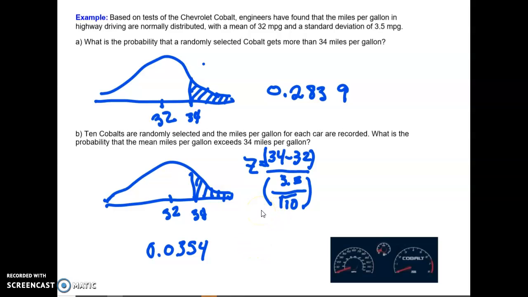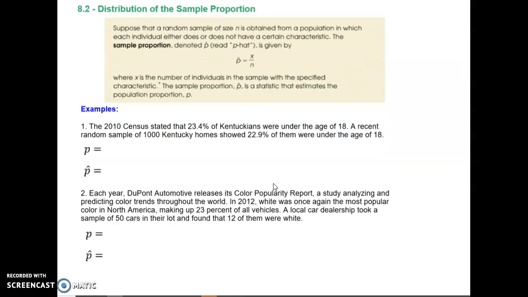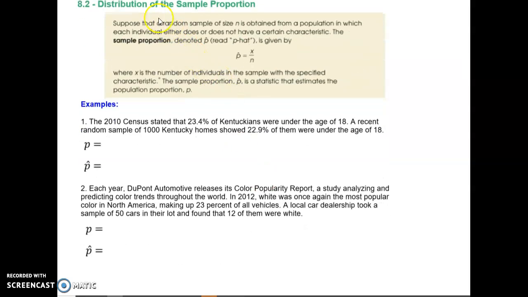So that's the end part of sampling distributions of sample means. In the next video, we're going to do distribution of sample proportions, and then that will be the end of chapter 9.